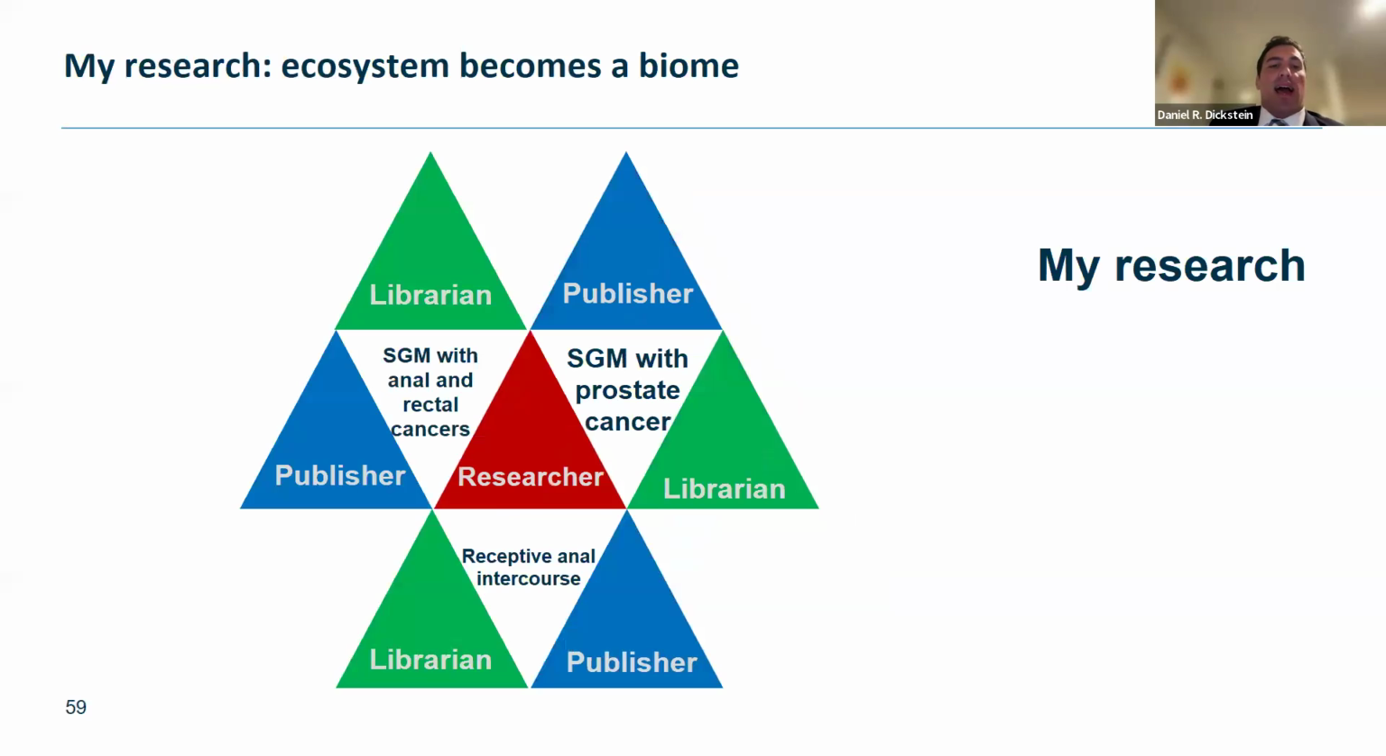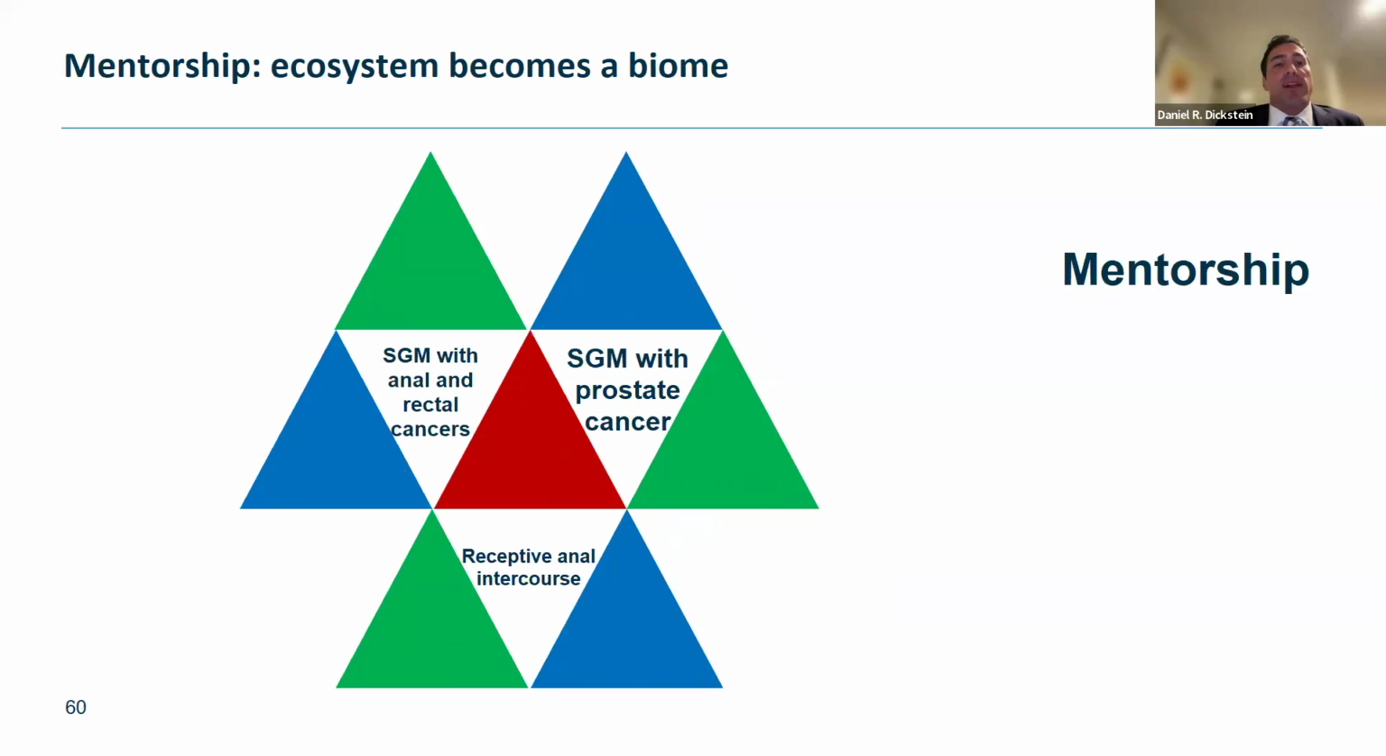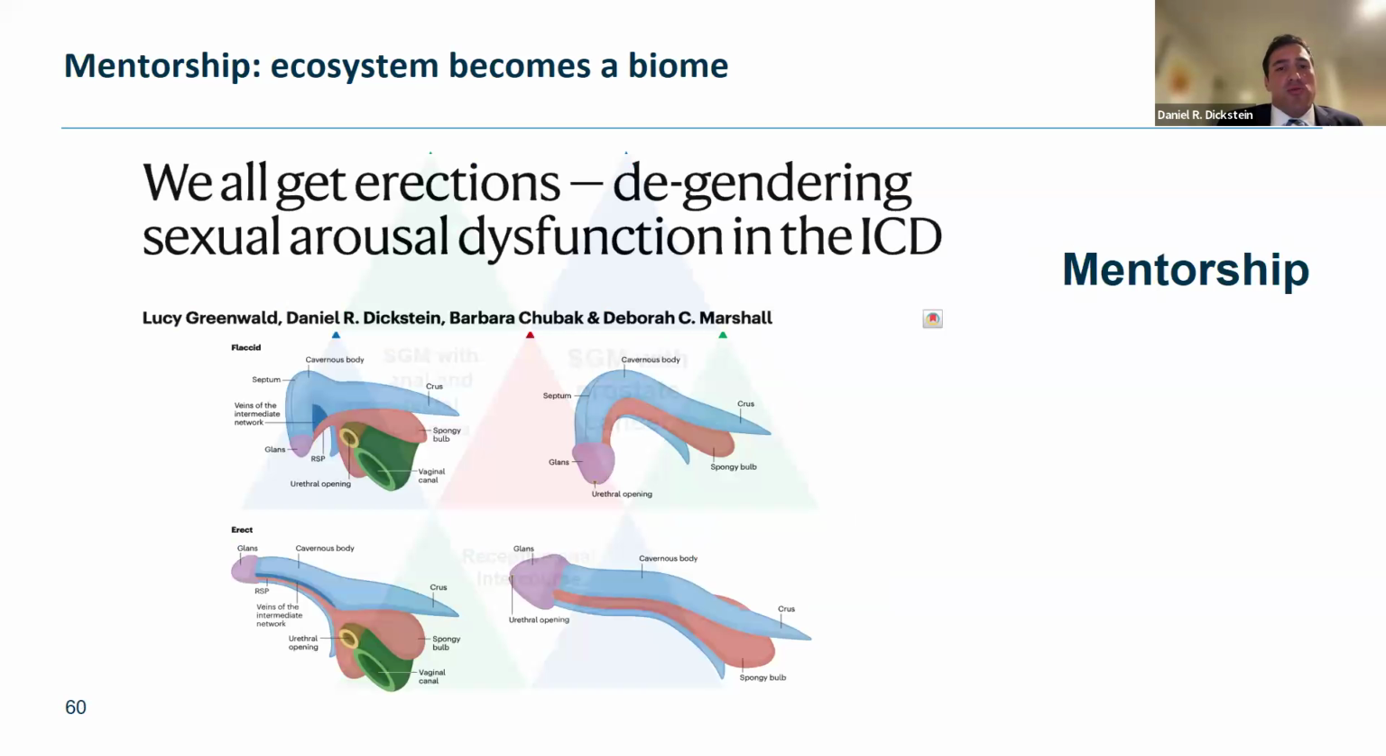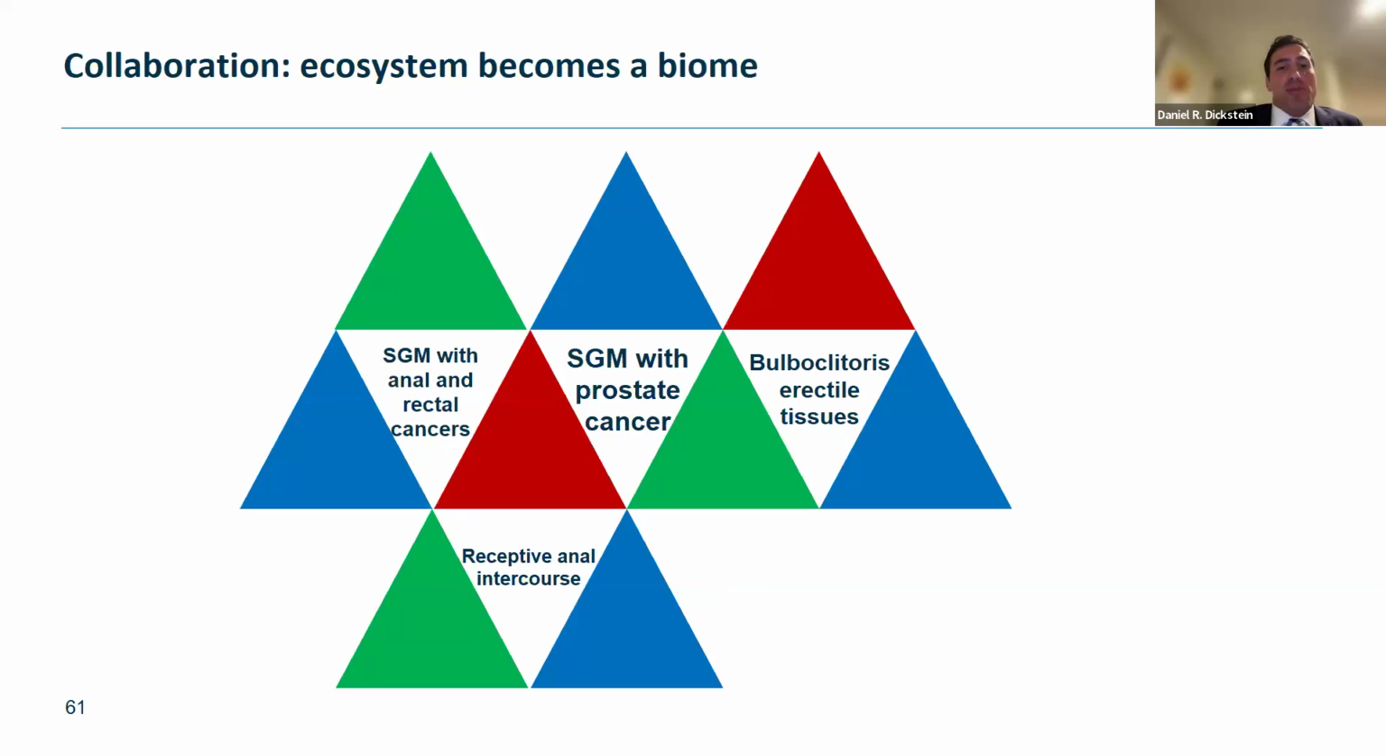So as I already discussed, I have already begun to research receptive anal intercourse, sexual and gender minorities with anal and rectal cancers, but also through mentorship. Someone who I mentored wrote a commentary on erectile tissues and the similarity between the histology and the anatomy of female and male erectile tissues, and the need to degender the International Classification of Diseases to really move sexual pleasure forward for women. And this was published in Nature Reviews Urology. This is a commentary.